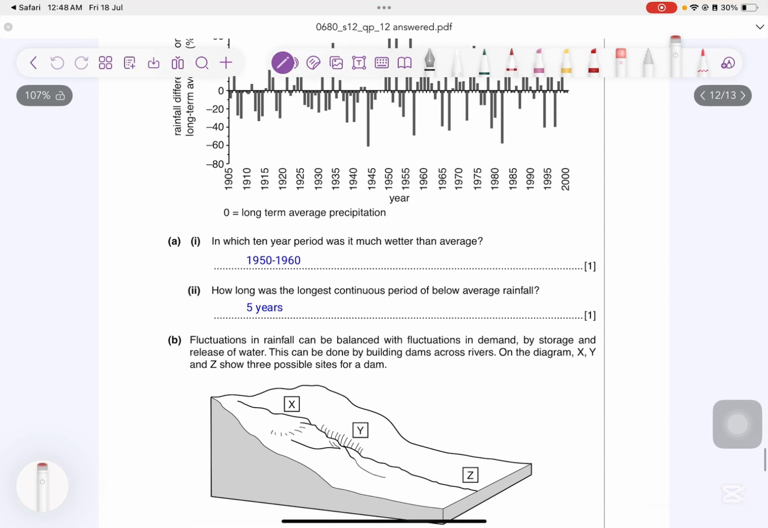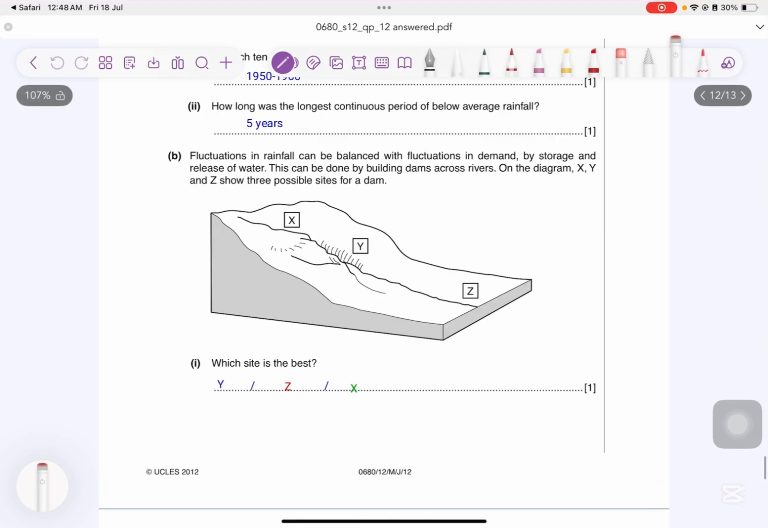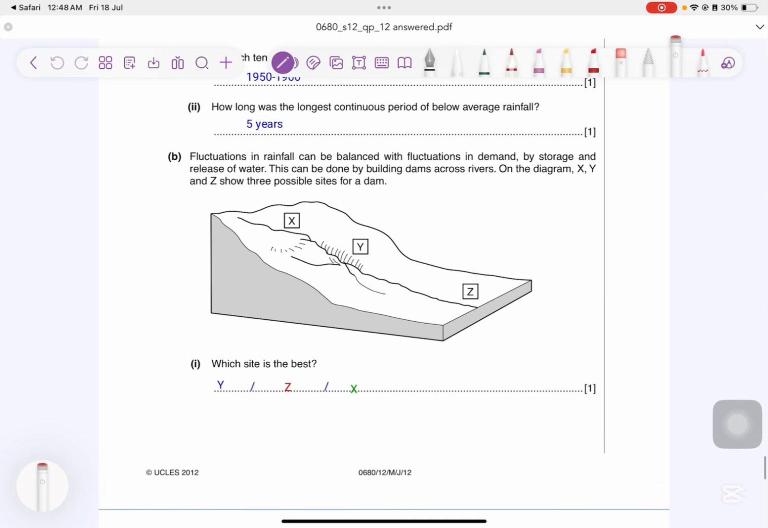How long was the longest continuous period of below average? Below average was 5 years. It was this period. Fluctuations in rainfall can be balanced with fluctuations in demand by storage and release of water. This can be done by building dams across rivers.